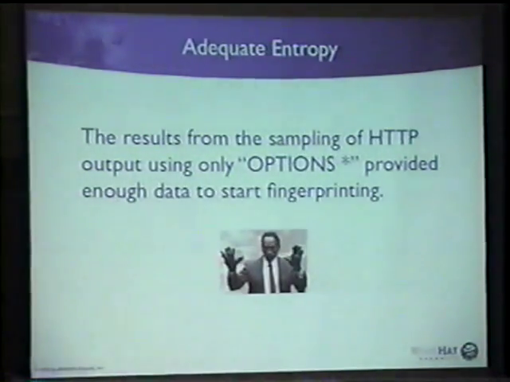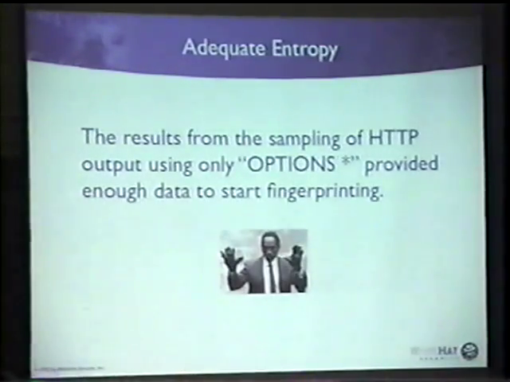So with one simple request, we have enough entropy in the major web servers out there to determine what major version of a web server is running. It doesn't help us get the minor version yet with one request, but just being able to tell the major version is pretty good at this point.